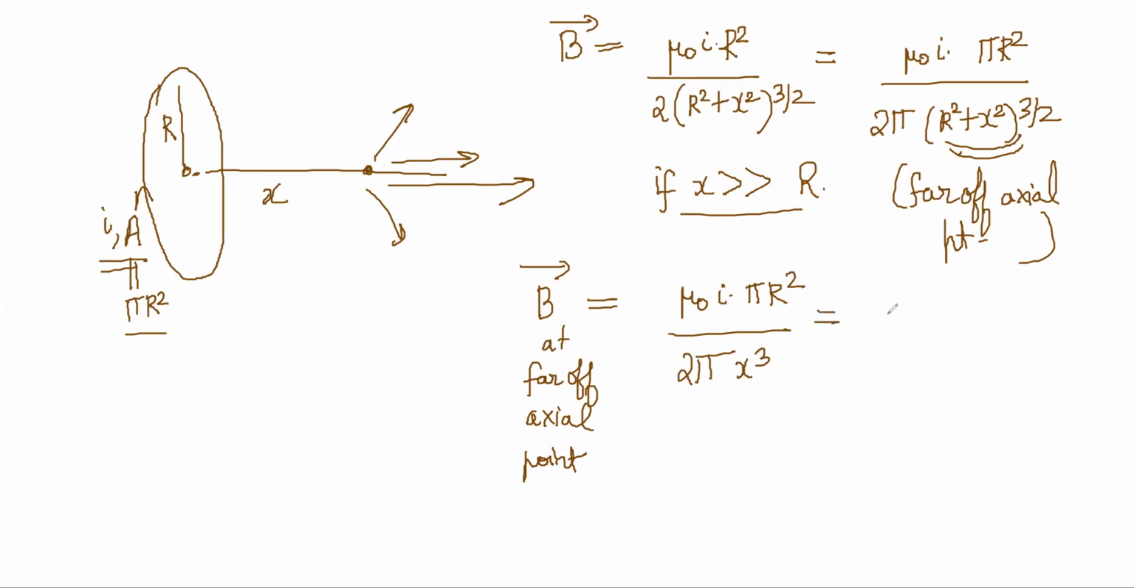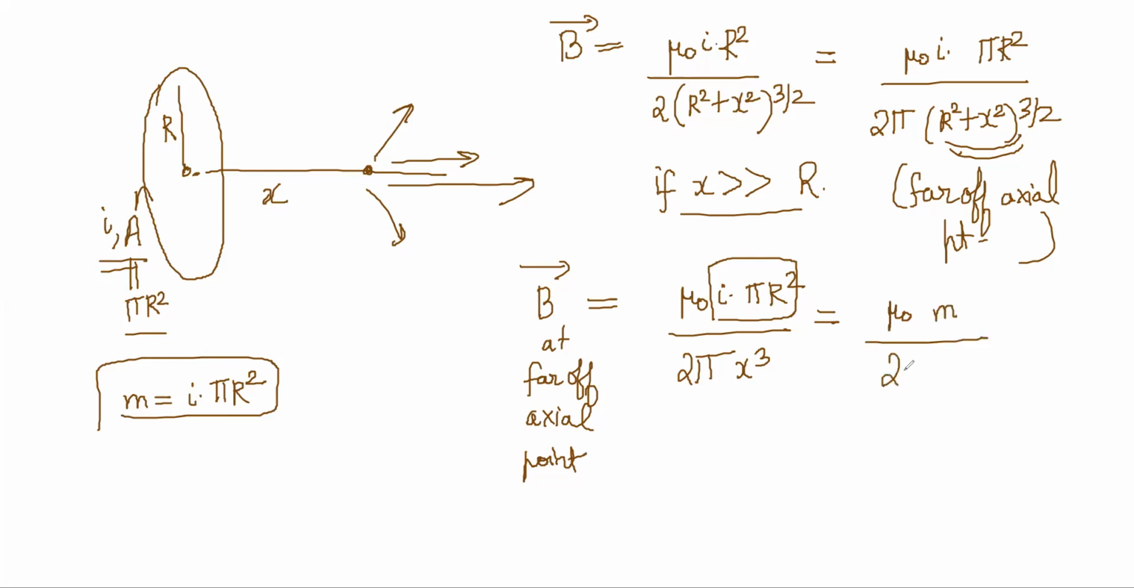Now notice that I into pi r square, just now we have defined as the magnetic dipole moment, right? M is defined as I into pi r square for this particular loop, right? So mu naught into M by 2 pi into x cube, right?